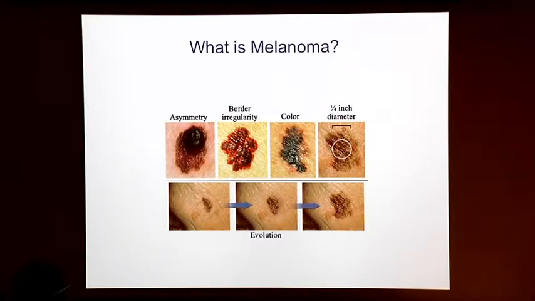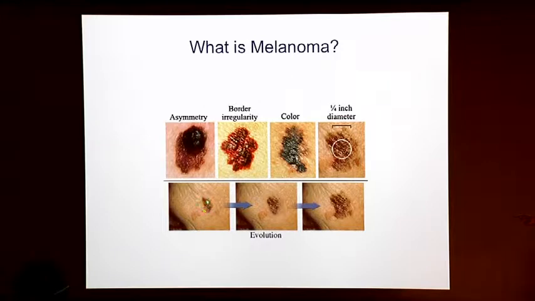C is for color. Lesions can have multiple colors. One region can be black, another region can be brown, another region can be reddish. So there are multiple colors to this lesion. And then D for diameter. If it's larger than 6 millimeters or a quarter of an inch, that's a concerning feature. E is for evolution. Most melanomas arise from pre-existing moles. Now that doesn't mean that the moles we all have, and I have many of them, are all going to become melanoma. These are highly rare events.